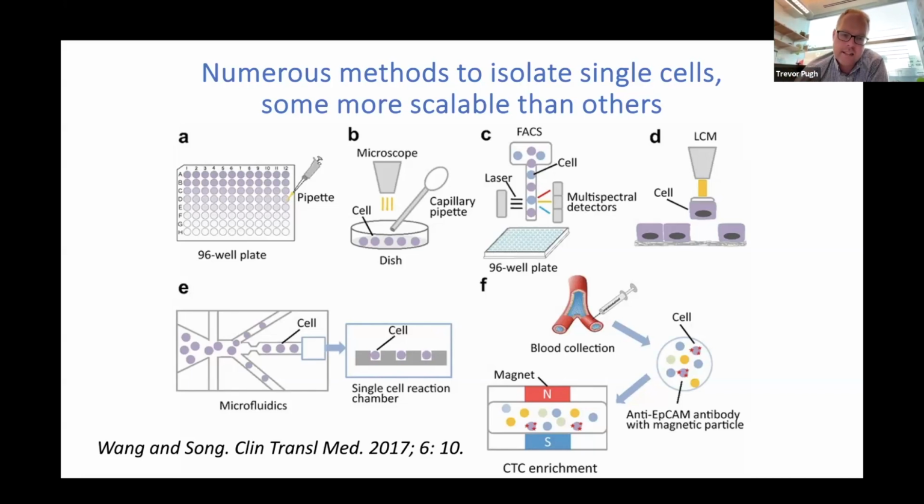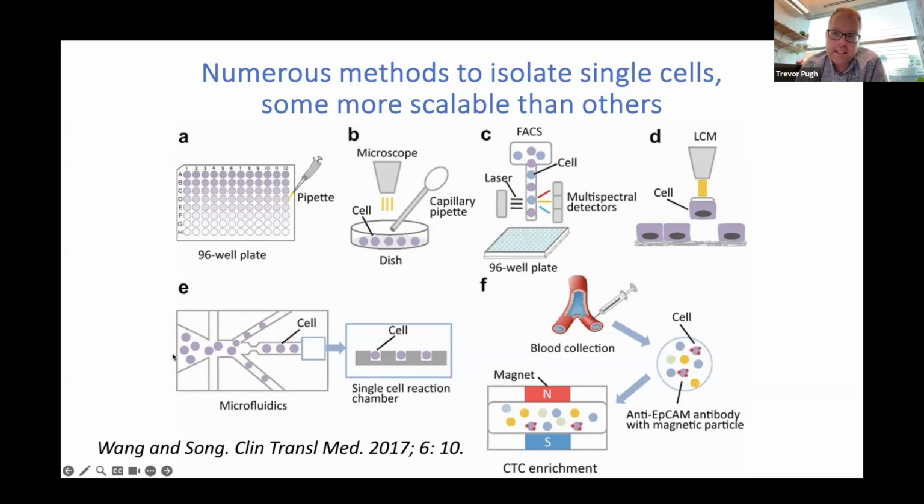So you do the reaction within an oil droplet. You can put them into wells. And circulating tumor cells, so actually using magnetic beads to pull out cancer cells from a very complex blood-based mixture. So there are a lot of ways to get single cells. Some of these are more scalable. The manual method's obviously very difficult.